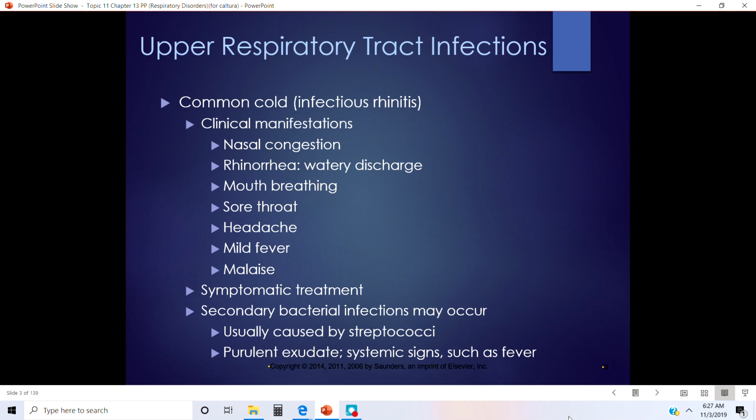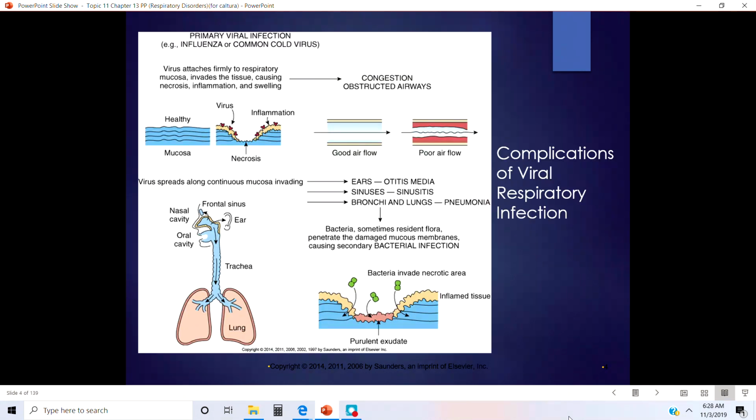Now, it is possible following a common cold or an infectious rhinitis to get a secondary bacterial infection. That's when, like streptococcus, invades the area of inflammation where we have the cold, the tissues are inflamed, and now we have a purulent exudate, right? Kind of remember white blood cells to form the purulent or pus. Systemic signs would be a higher fever, that type of thing.